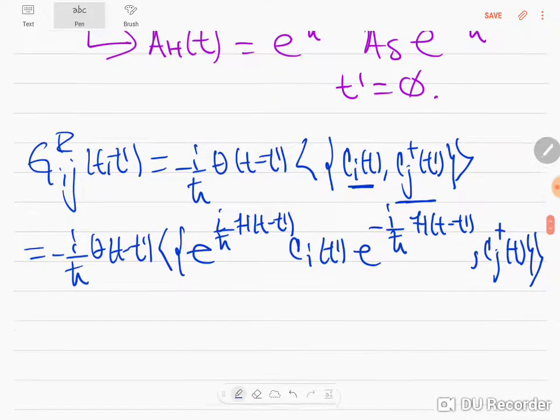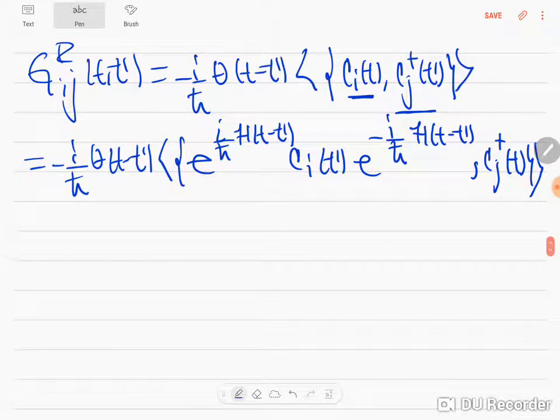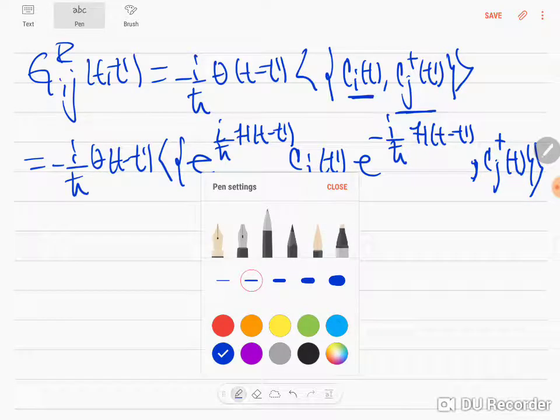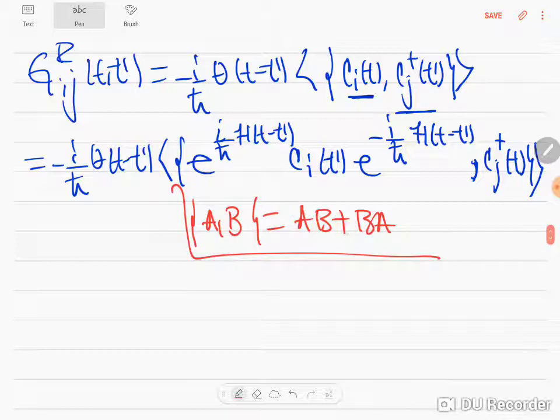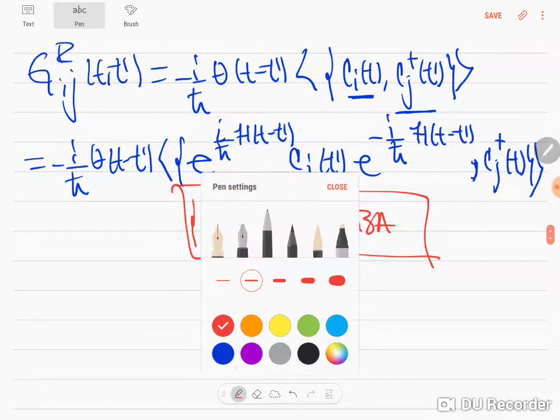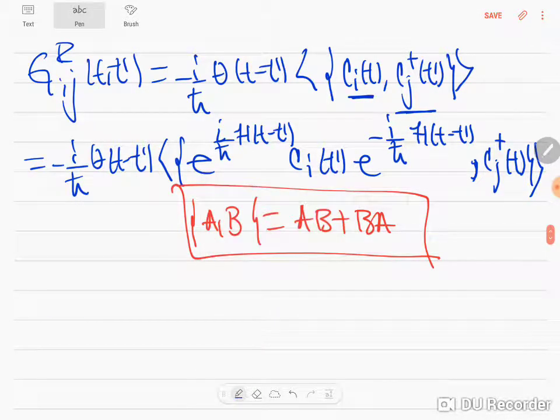So now we have that done, and now what we're going to do is resolve this anticommutator. Just recall that the anticommutator, let me write it in red, the anticommutator of A and B is nothing but AB plus BA.